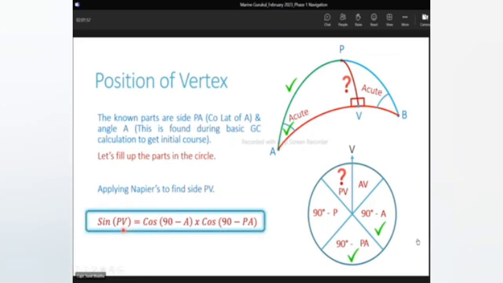This papa vector gives us the colat of the vertex. Exactly similar as papa alpha was the colat of position A, papa bravo was the colat of position B. Similarly, papa vector is the colat of the vertex. So PV gives us the colat of the vertex, and 90 minus PV gives us the latitude of the vertex. So latitude of the vertex has been obtained.